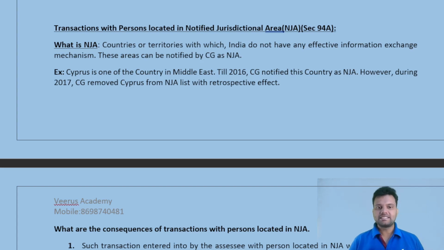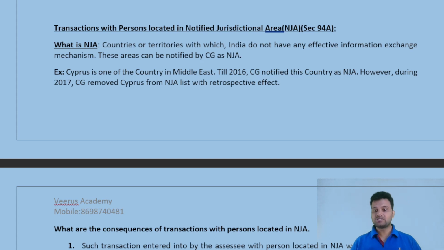Next provision, transactions with persons located in notified jurisdictional area, section 94A. Very simple provision. I will make it very simple. We can just finish it off in the next 5 minutes. So this provision simply says that if any transaction happens in the notified jurisdictional area, then this section 94A provisions are applicable. So what are the provisions we are going to see?